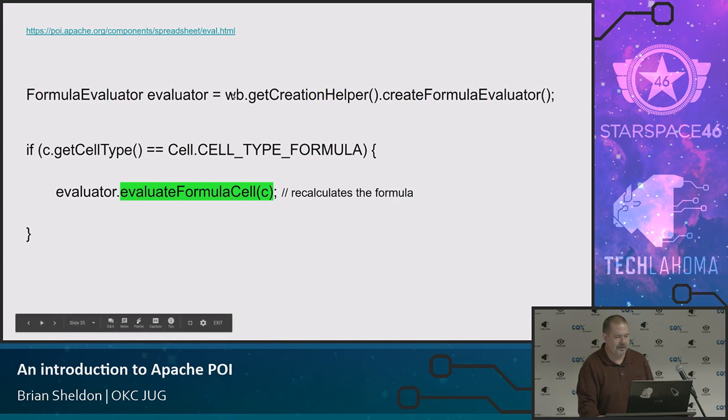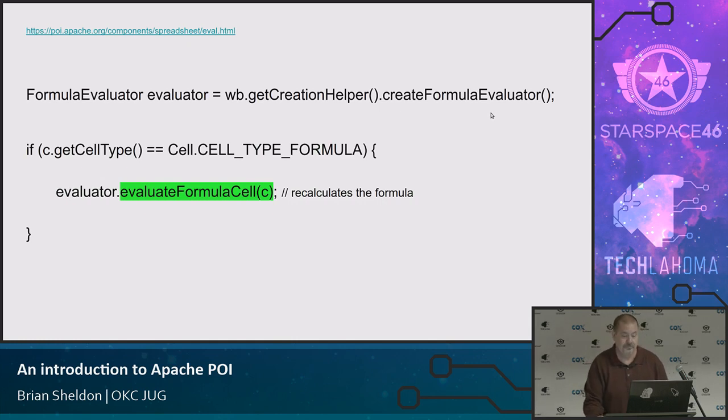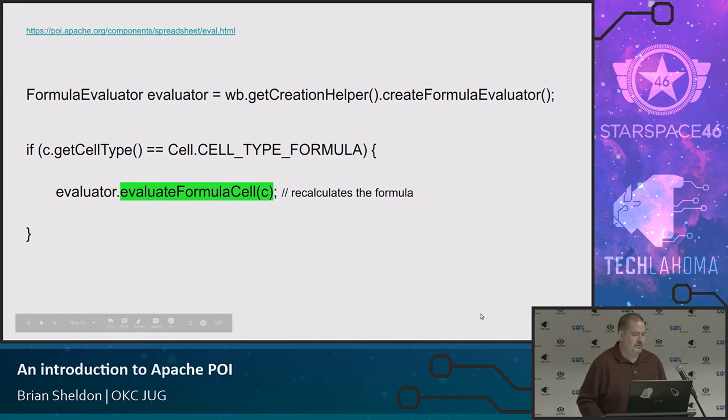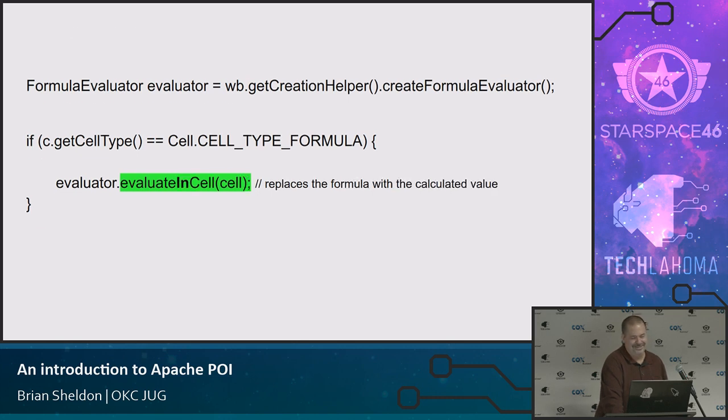First line up here, that's kind of important. Workbook, get creation helper, create formula evaluator. Probably should have mentioned that first. So you've got to create an evaluator. As far as I know, you only need one. I don't know that you need to go creating tons of these. I would assume so. It's been too long. I really don't remember. I'll leave that as an exercise for the student.